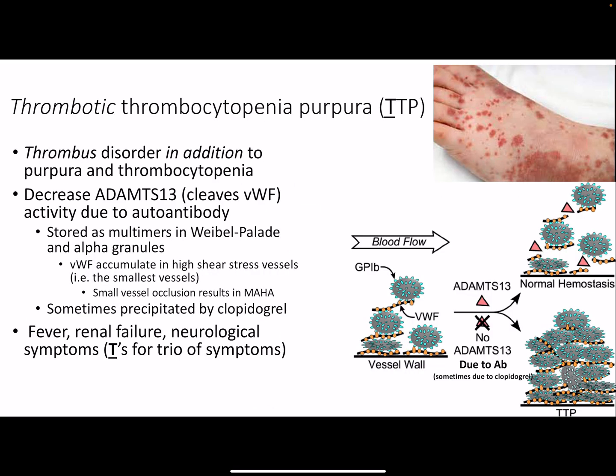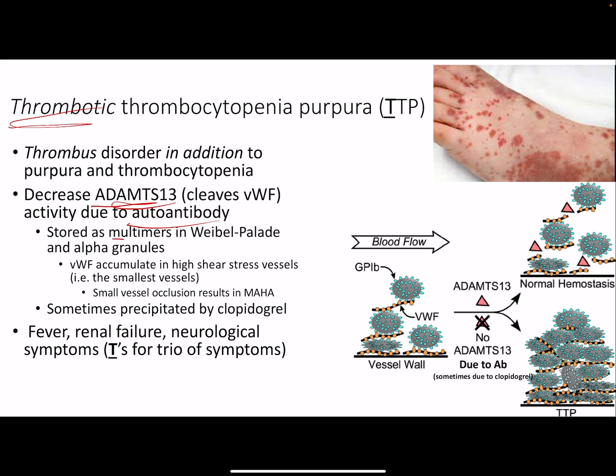So similar thing, instead of ITP, we now have TTP, and the T here, I for idiopathic, but here thrombotic. The one before wasn't thrombotic; it was just thrombocytopenia, meaning we had decreased platelets. But now we're also causing a thrombus on top of everything. So why are we getting a thrombus? So we have something called ADAMTS13. So it turns out that von Willebrand factor gets destroyed by an autoantibody.